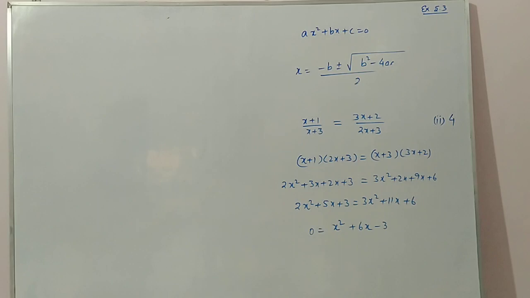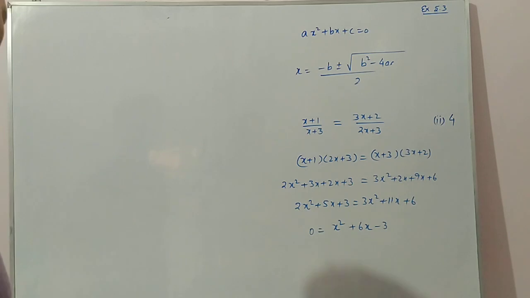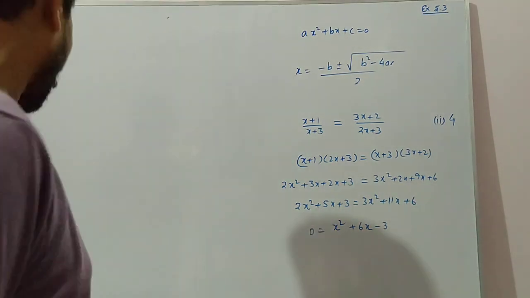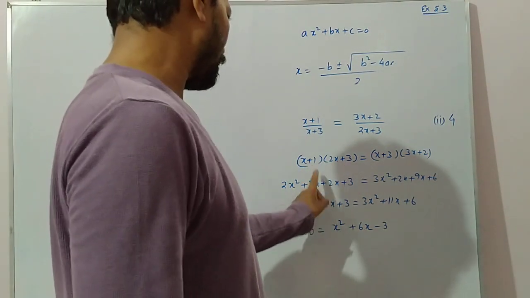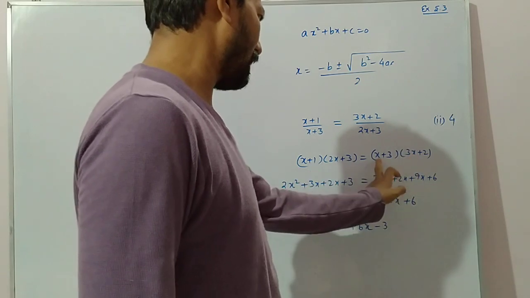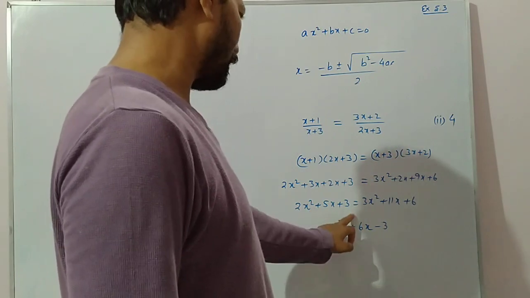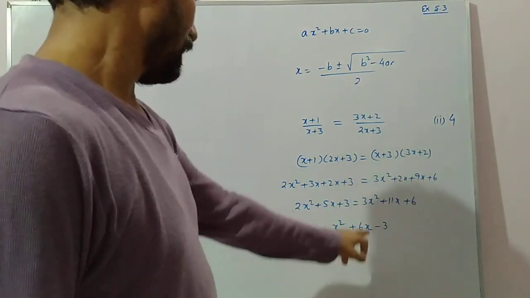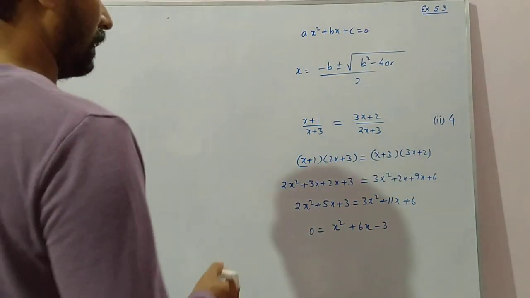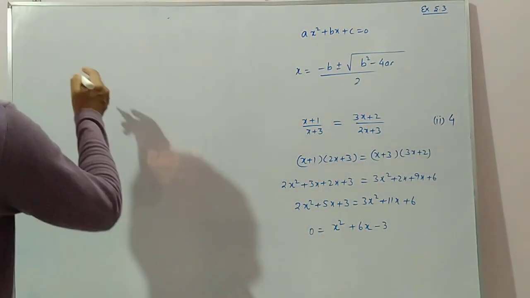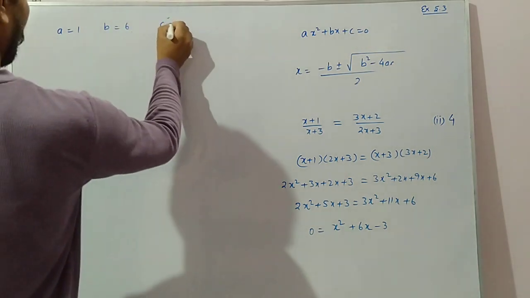So here when we are multiplying this one, x plus 1 into 2x plus 3, and 3x plus 2 into x plus 3, this is 2x square plus 3x plus 2x plus 3, and this is 3x square plus 2x plus 9x plus 6. So this is 2x square plus 5x plus 3, and 3x square plus 11x plus 6. 3x square minus 2x square, that is x square, 11 minus 5, that is 6x, and 6 minus 3, that is 3. Now see here, a equal to 1, b is 6, c equal to minus 3.